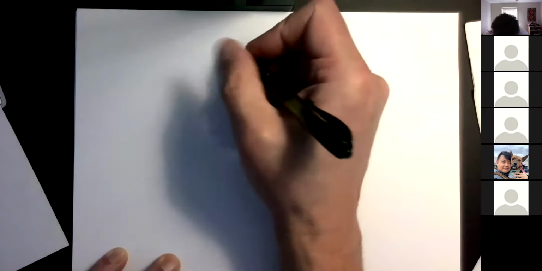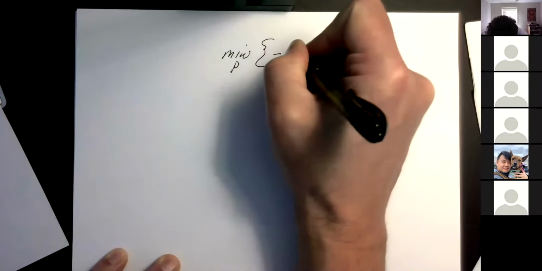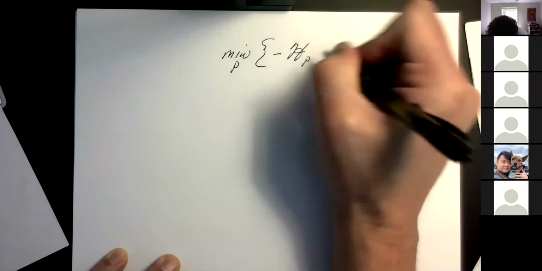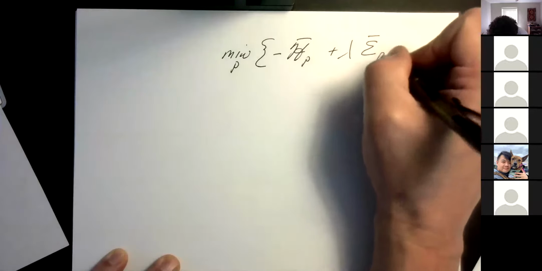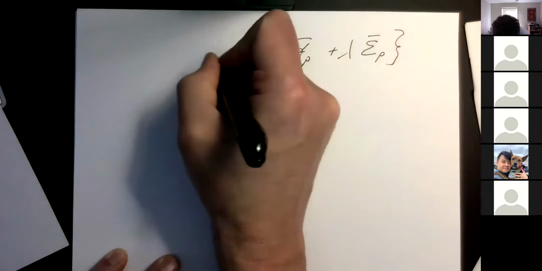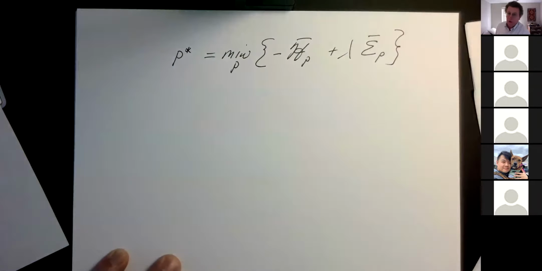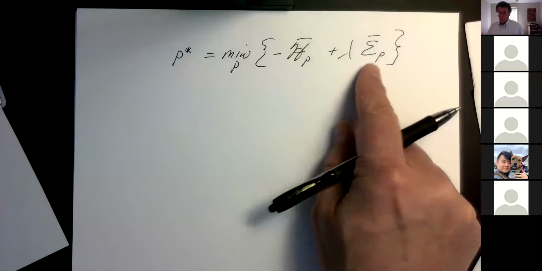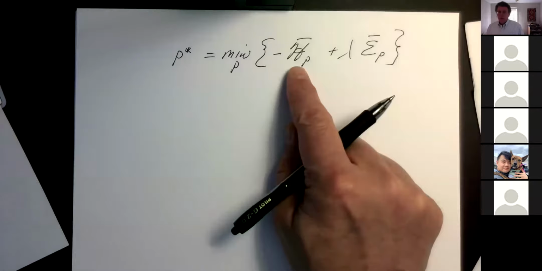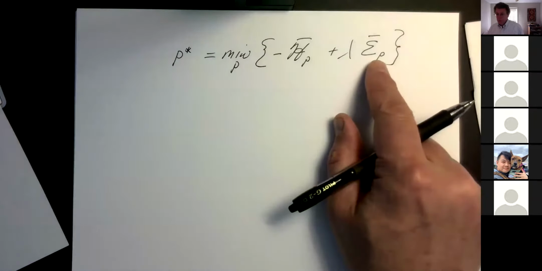Let me write that down again. So I maximize the entropy subject to a constraint on energy. So I minimize the negative entropy subject to a constraint on energy. So I minimize over P minus H of P plus lambda times epsilon of P. And when I do that, I get a P star. I get the distribution that maximizes the entropy subject to a constraint on the energy, right?